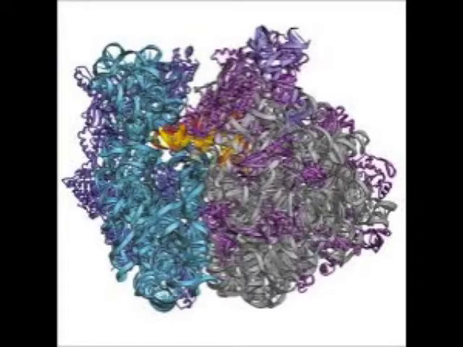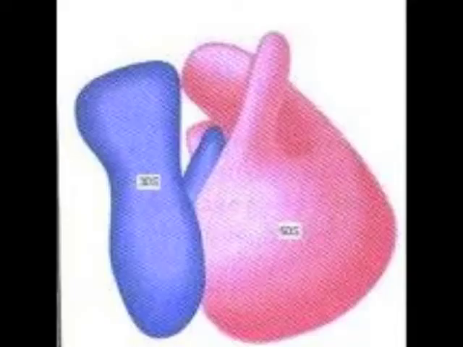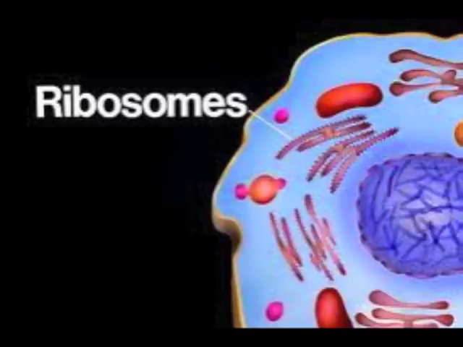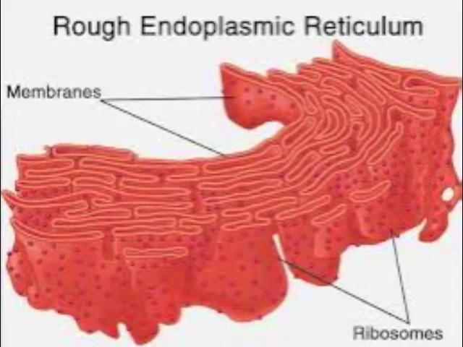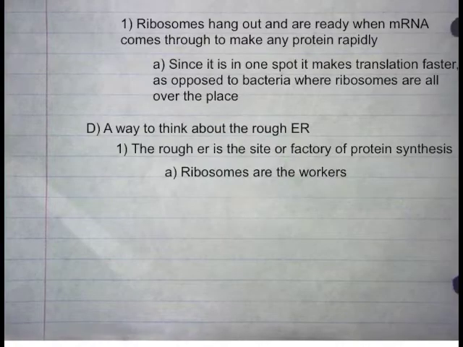Again, don't forget, the ribosomes actually make the proteins themselves. The rough ER itself does not make the proteins. It is merely the site of where it is going to be done. Since it is one spot, it makes translation faster, as opposed to bacteria where ribosomes are all over the place. Thanks to the rough endoplasmic reticulum, vast amounts of proteins can be made very quickly, as opposed to bacteria, which can make them slower. Another way to think about it, the rough ER is the site or factory of protein synthesis. Ribosomes are the workers.